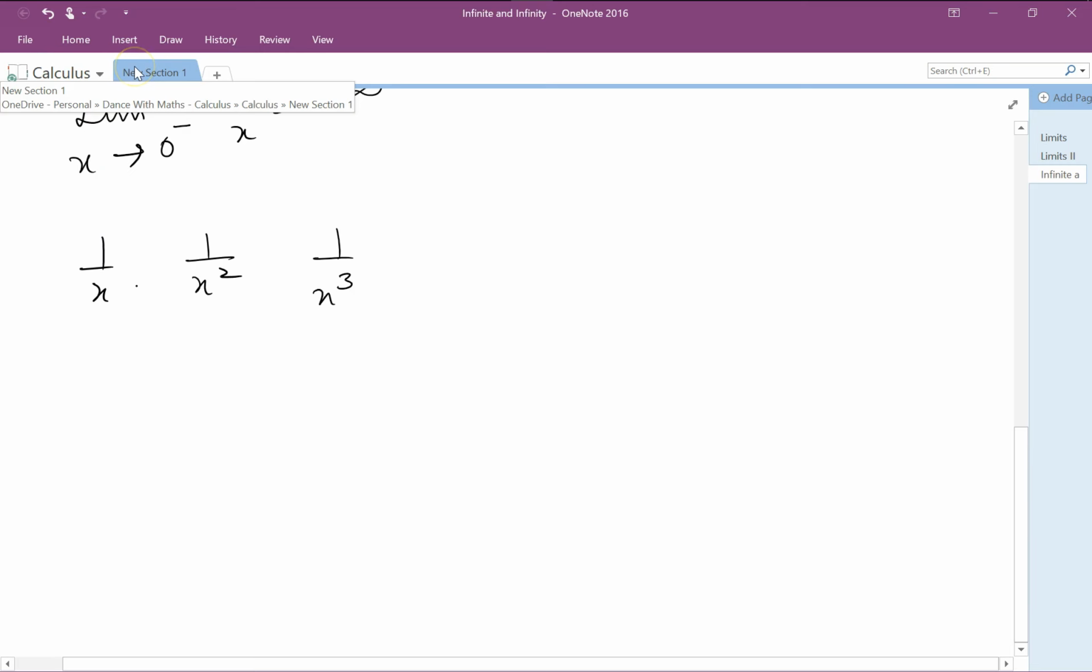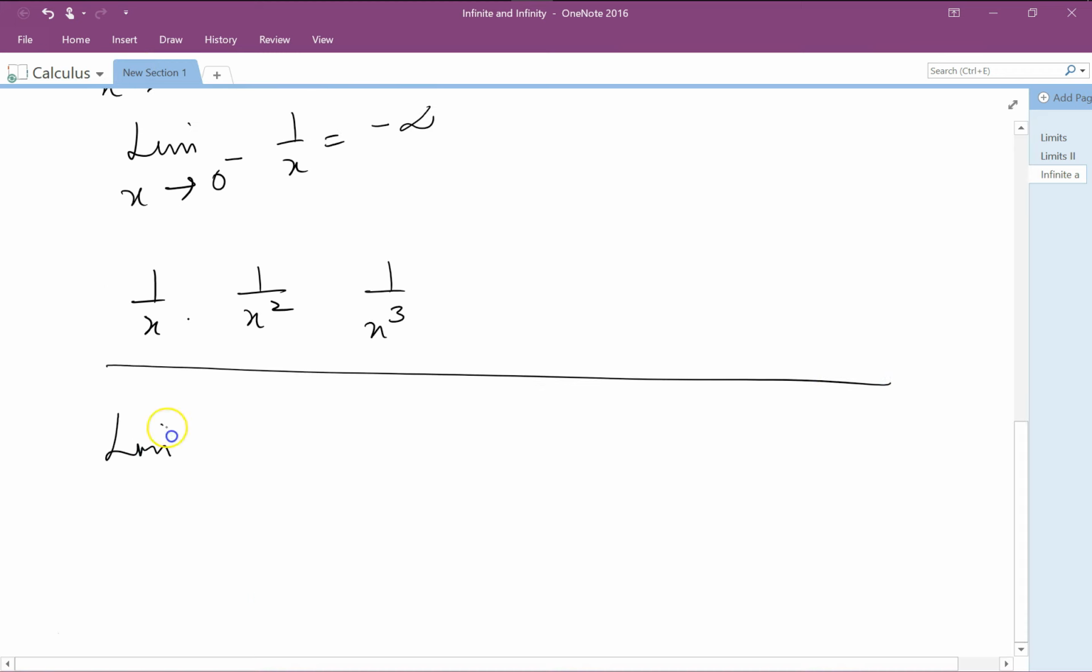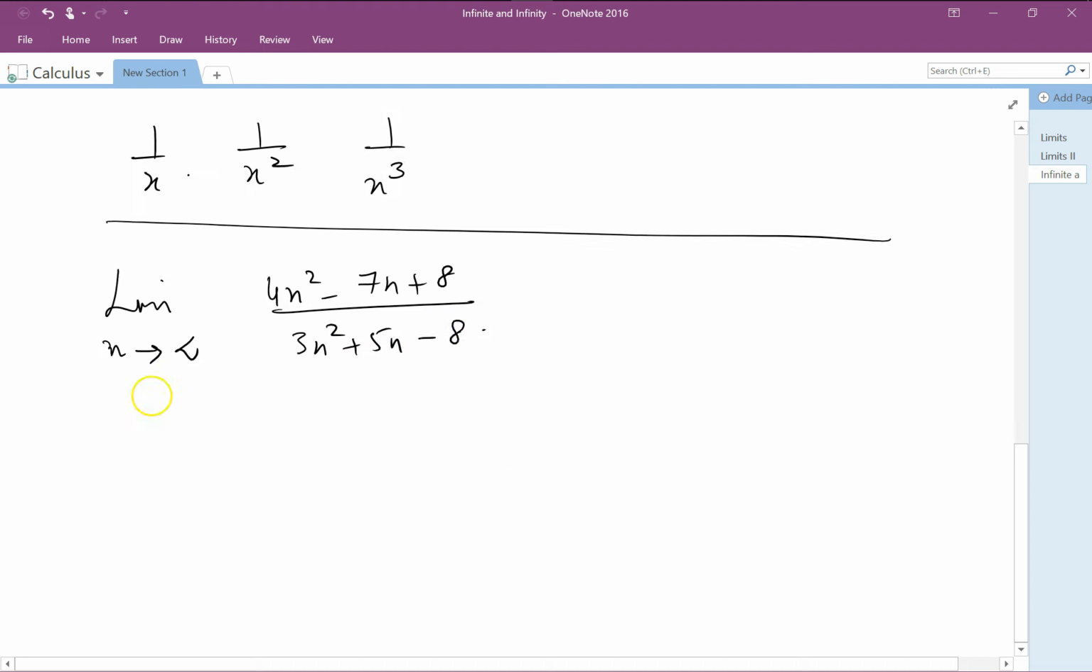Okay, now let's do some problems with this. How this helps in limits, we will see. Let's take the limit as n approaches infinity of 4n square minus 7n plus 8 by 3n square plus 5n minus 8. Now let's simplify this. I'll tell you a shortcut way and a proper way.